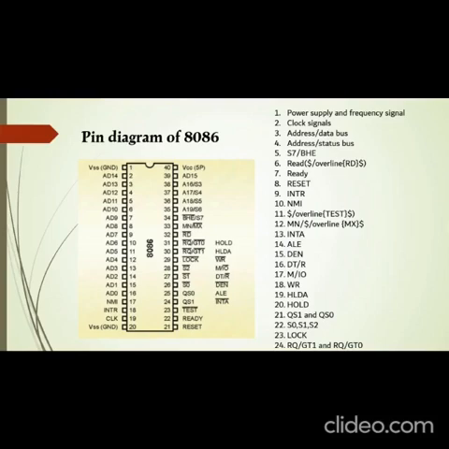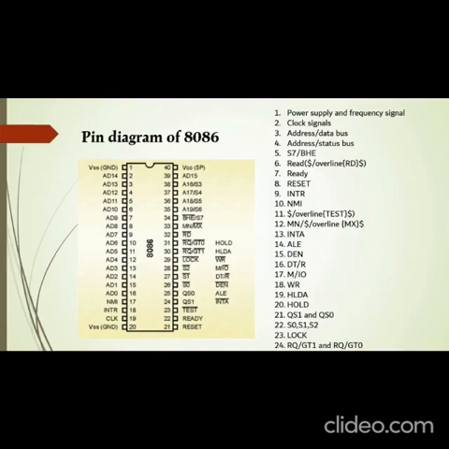WR stands for write signal and is available at pin 29. It is used to write the data into the memory or the output device depending on the status of the M/IO signal. HLDA stands for hold acknowledgement signal and is available at pin 30. HOLD. This signal indicates to the processor that external devices are requesting to access the address or data buses. It is available at pin 31.